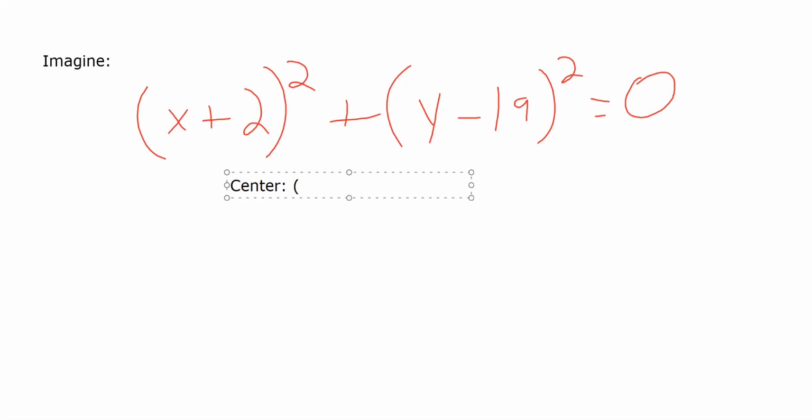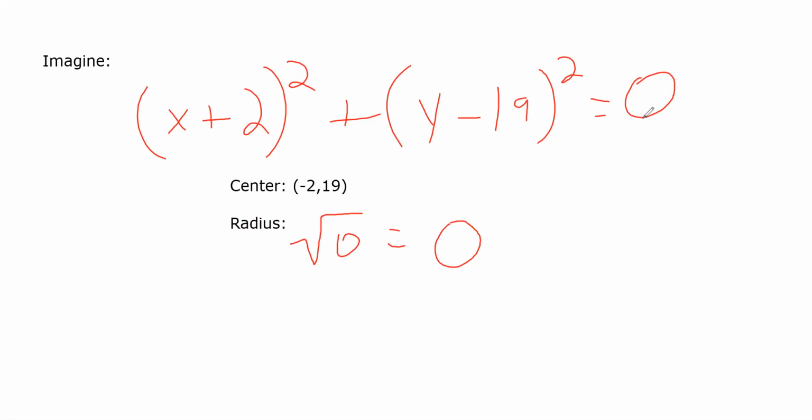The center of this circle would be, take the opposite signs, -2 comma positive 19, not 10. What would the radius of this circle be? Well, you got 0 over here, so remember you got to take the square root of that number. Of course, the square root of 0 is not anything mysterious. It is itself 0. Something fishy is going on. Something's rotten in the state of Denmark here.